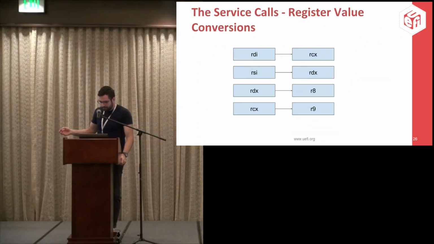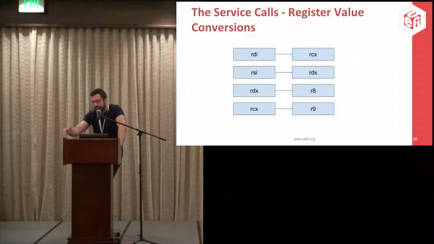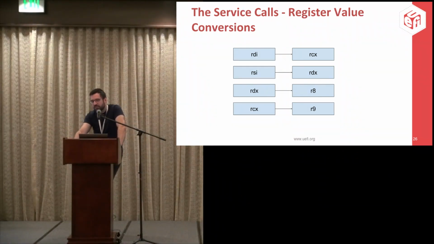Whenever we call, on the left side we can see PE32. On the right, we can see ELF. So the first parameter is going to be in RDI, second in RSI, third in RDX, and so on. While on the other hand, on PE32, we're going to have them in RCX, RDX, R8, R9, and so on. All of them have a mapping. I think there's like 10 registers that are mapped to one another.